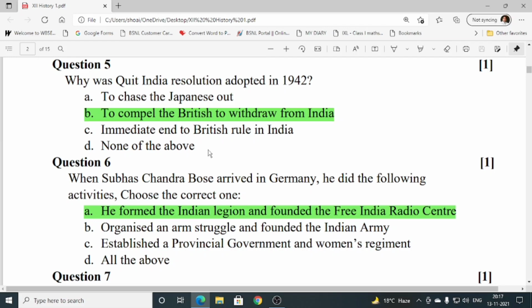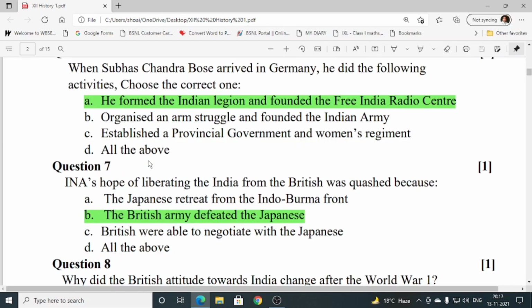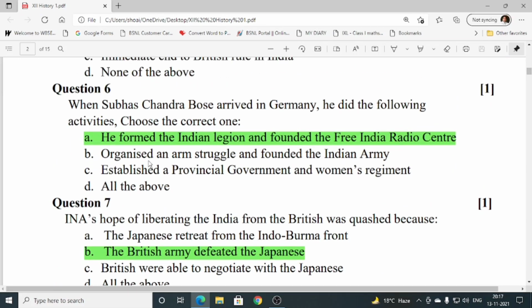Now the next one is question number 6. When Subhash Chandra Bose arrived in Germany, he did the following activities. We have to choose the correct one. The first one is correct: he formed the Indian Legion and founded the Free India Radio Center. A is the correct one.